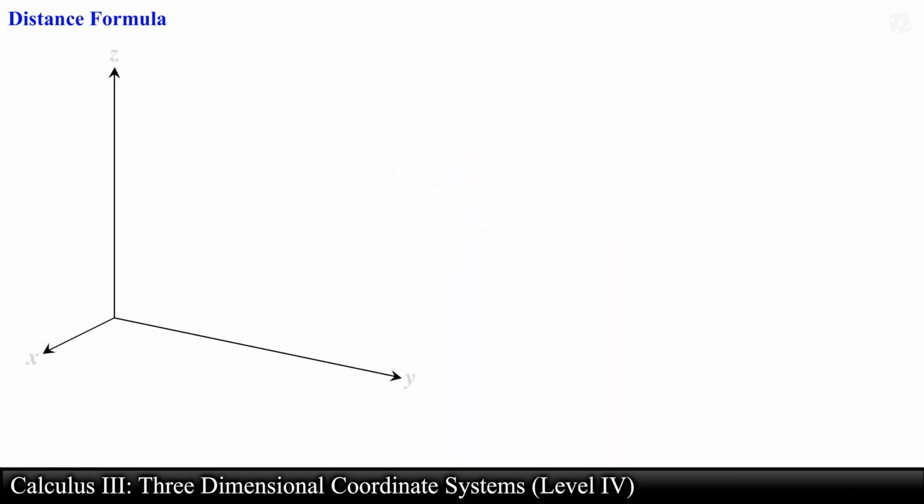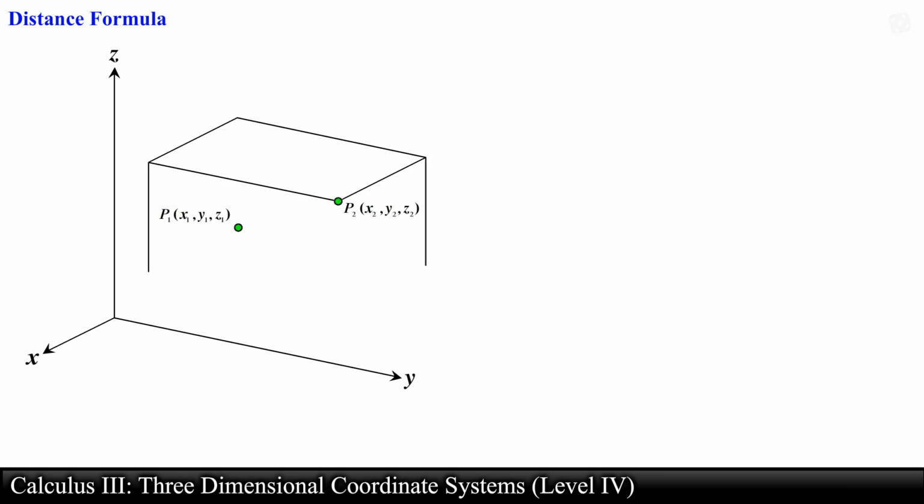Let's go over this simple exercise so we can work out our spatial visualization skills. Say we have 2 random points in space. Let's call them point 1 with coordinates x1, y1, and z1, and point 2 with coordinates x2, y2, and z2. In addition, let's create a box that includes points P1 and P2 as opposite vertices, where point 1 is located in the bottom corner of the box, and point 2 is located in the opposite top corner of the box.